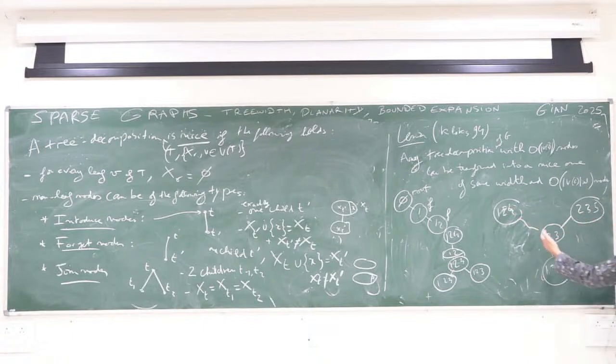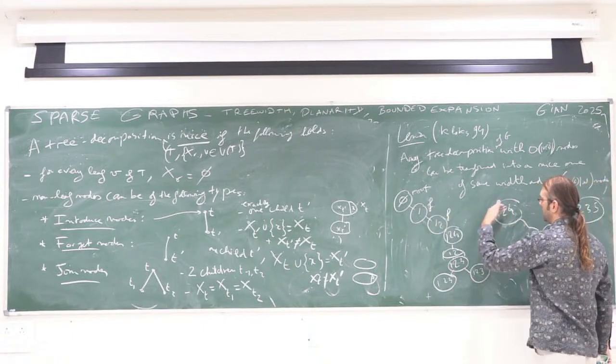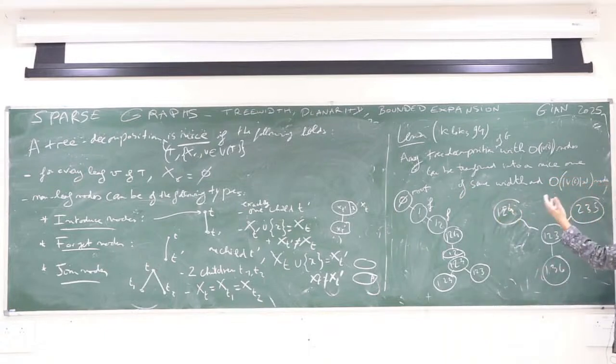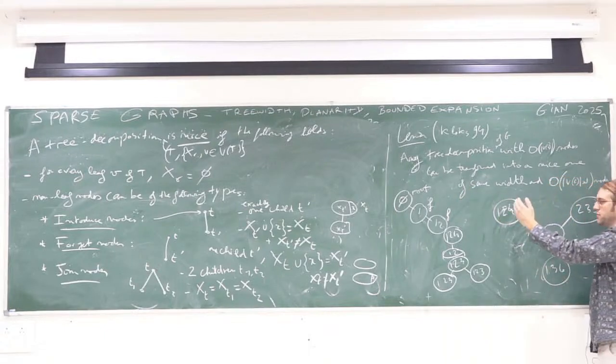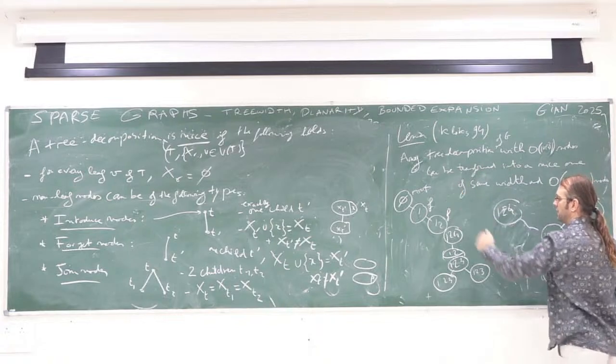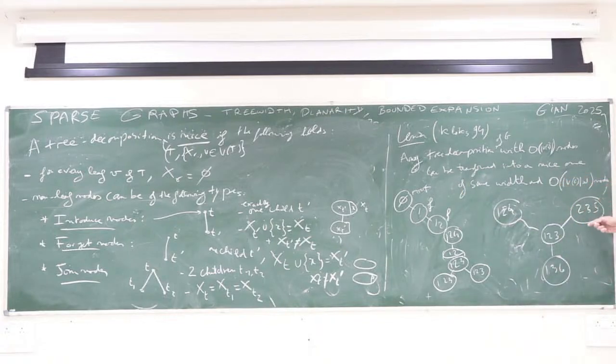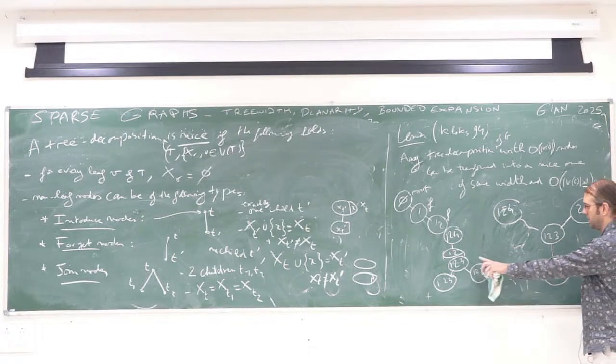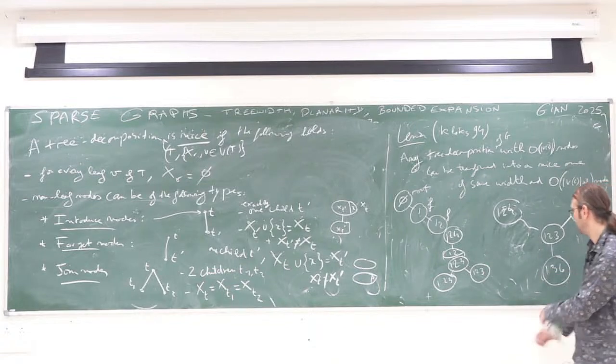And whenever I introduce or forget too many vertices at once, I just decompose this into a few steps. So that's why there is this W, because you might have to decompose a bag into W bags because of that. And then when I can see that there is a branching in my tree, I do a join node, and then I continue.